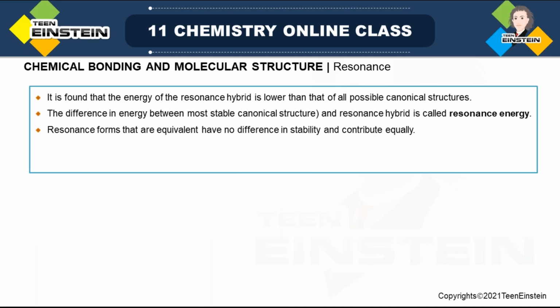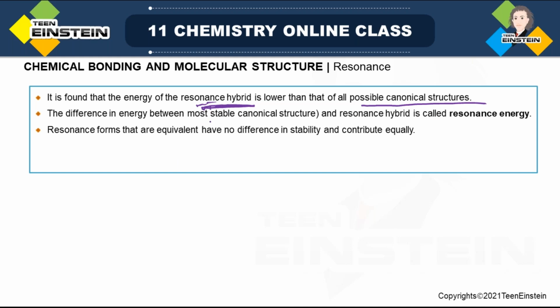But before that, some more discussion we will see here. It is found that the energy of the resonance hybrid, you have already seen the resonance hybrid of ozone, the energy of this hybrid is lower than that of all possible canonical structures. That is another name of resonance. It is the same thing. And that is why we consider the resonance hybrid, because we always try to accept that structure which has the lowest energy. So this structure, as it is accepted, is matching with the experimental result. The energy of this hybrid is lower than any other possible structures.